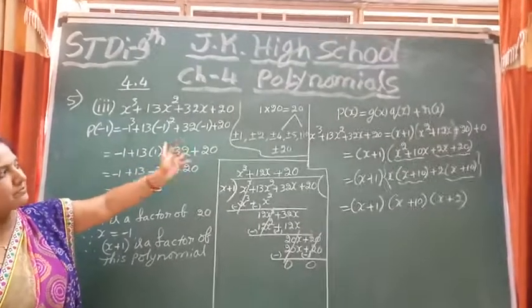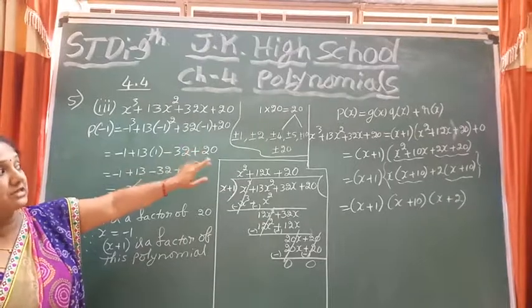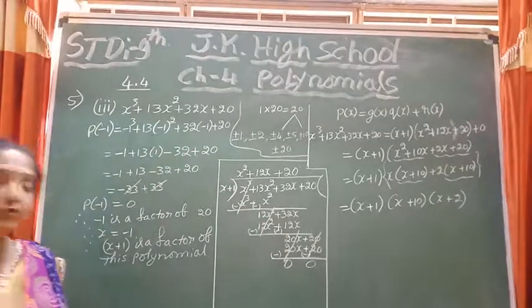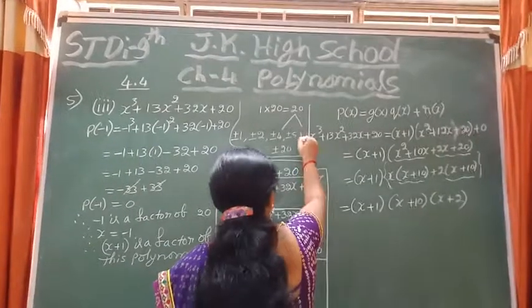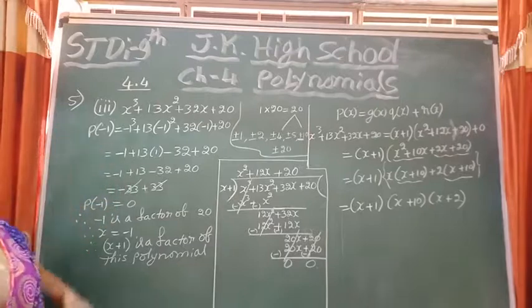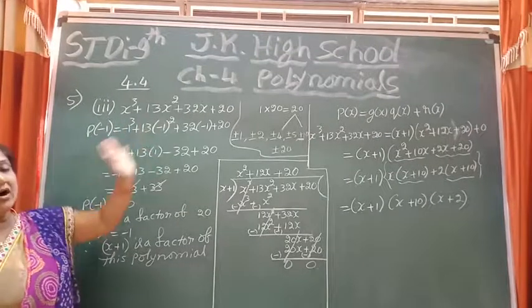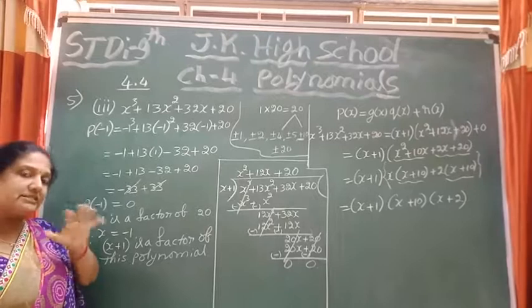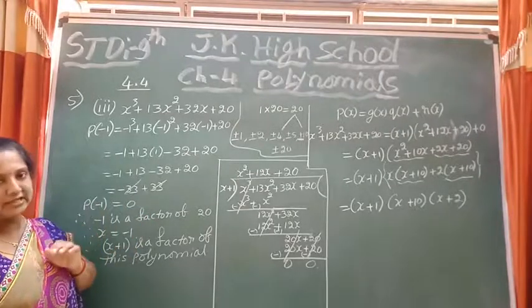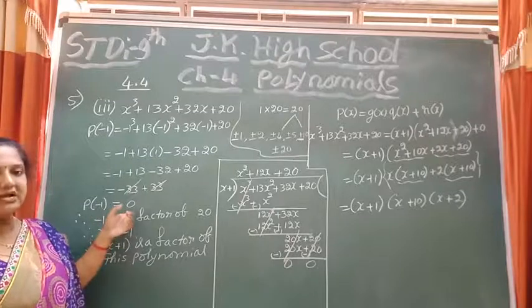Plus or minus 1, plus or minus 2, plus or minus 4, plus or minus 5, plus or minus 10 and plus or minus 20. These are the factors of 20. So you check now, out of these factors of 20, which is a factor of this polynomial. See now, in this polynomial all terms have plus sign, which means if I substitute a positive value, it will not cancel and I am not going to get 0 as an answer. So better I will not substitute that.